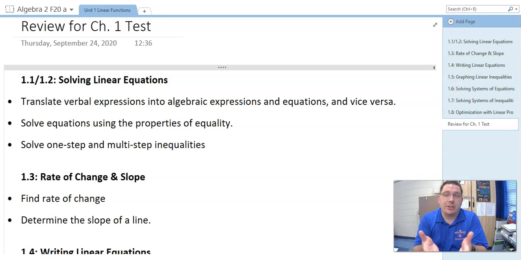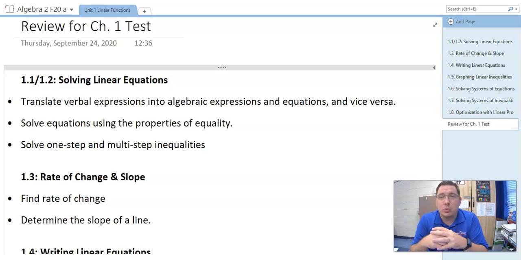What I've compiled here in this document is all of the "student will be able to" statements from each section. I'm going to briefly go over what each statement is about, reviewing what we've talked about in this chapter, reference you back to the lessons that we've looked at, and then close out with the big things you need to know for this test.